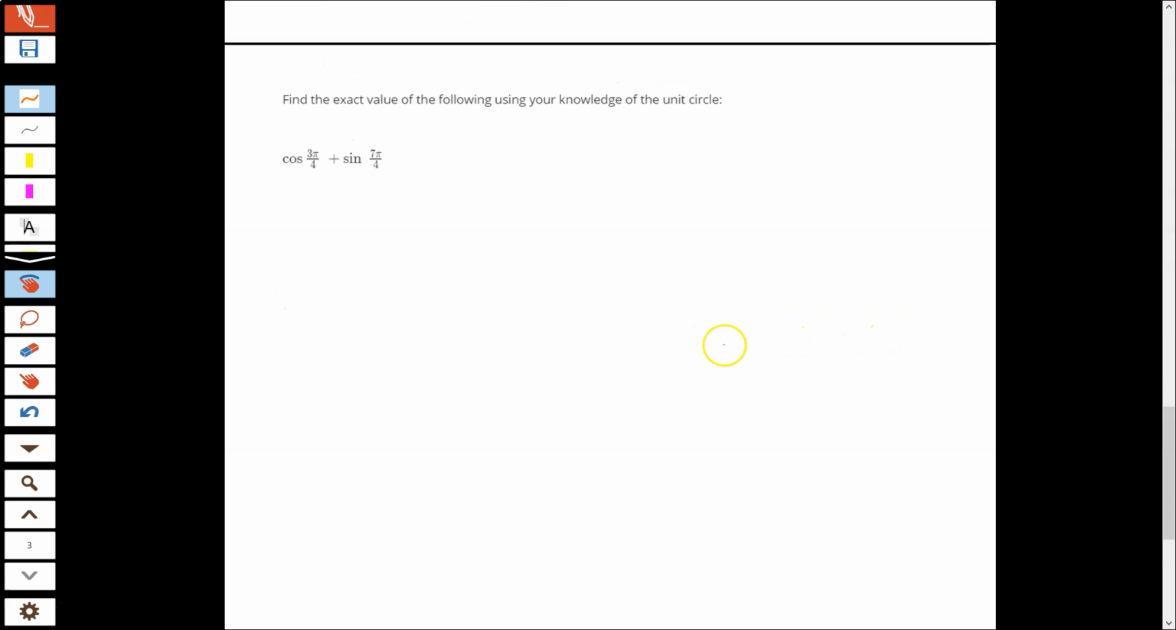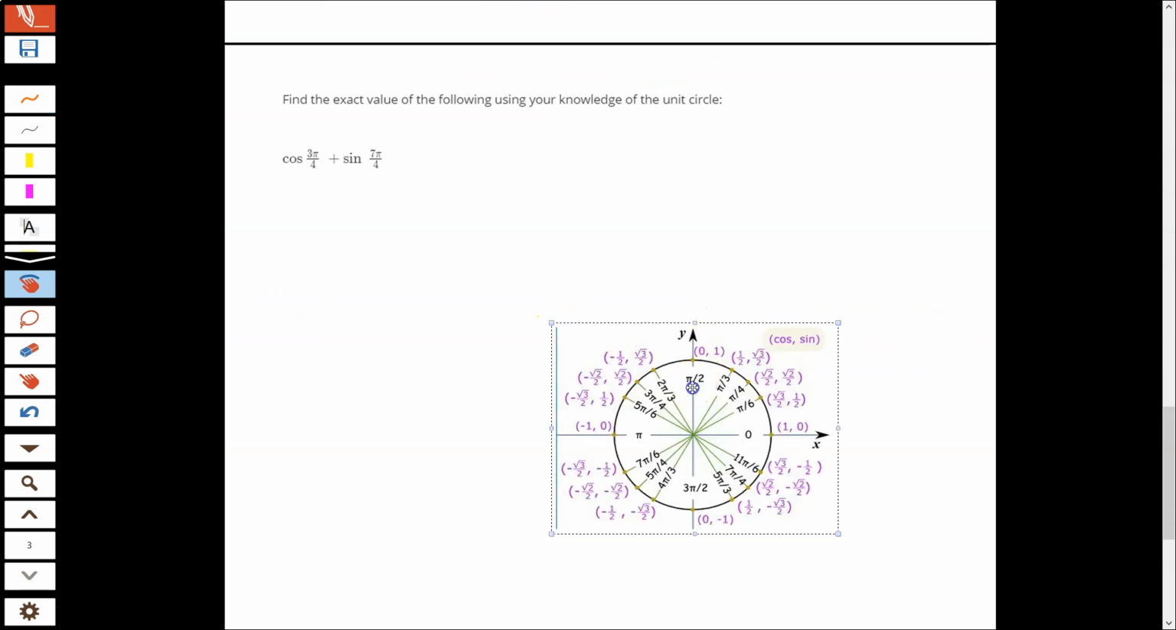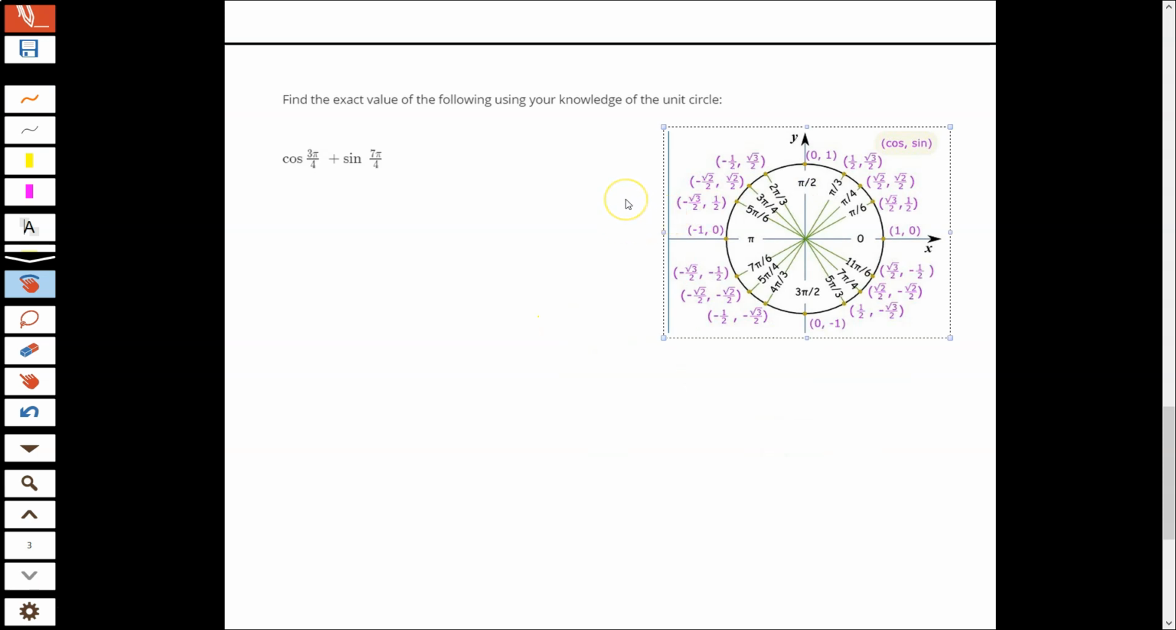looks maybe weird and scary, but is actually just another unit circle problem. So we will evaluate these exactly. So exact value again means no decimals here. We're going to use what we get off the unit circle. And we want cosine 3 pi over 4, so that is here, right? And then cosine is my x value, so we'll say negative root 2 over 2 for that one. Plus sine of 7 pi over 4, well, that is down here. And again, that is negative root 2 over 2 again.